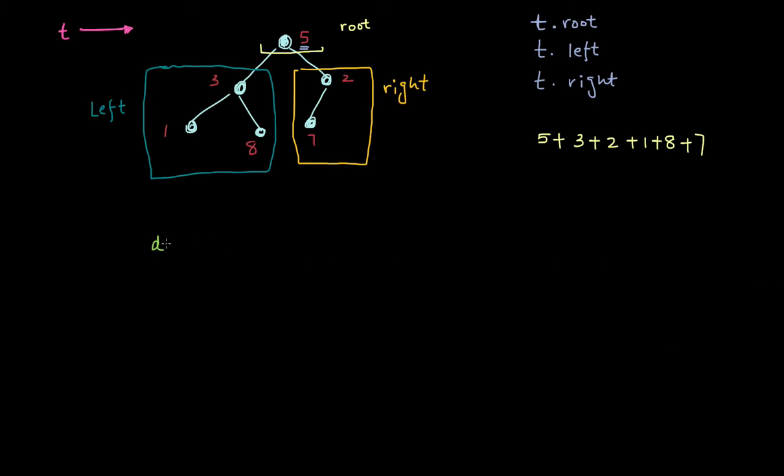So let's start off my Python function with def, and let's call this binary tree sum. And what will this method take in as an input? It's going to take in the nodes and references representation of my tree. So let's pass in some t. Now let's just think about the base case here.